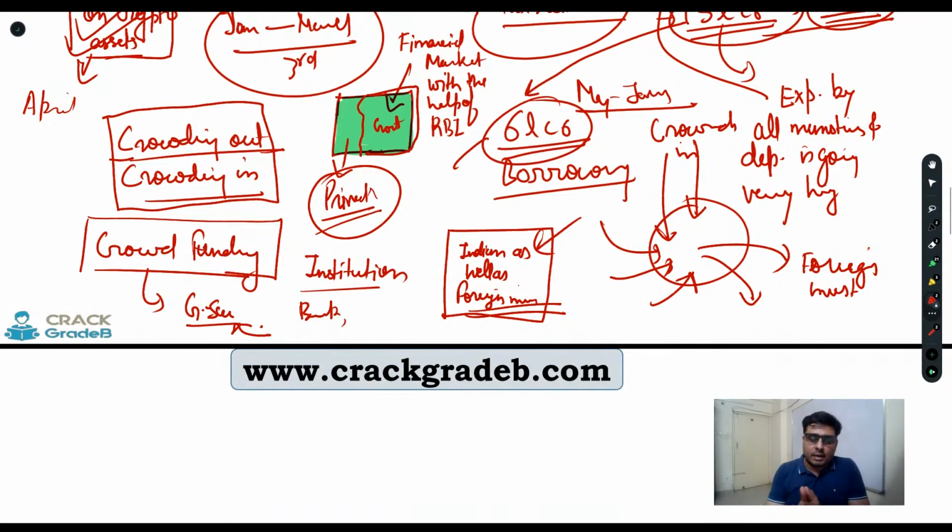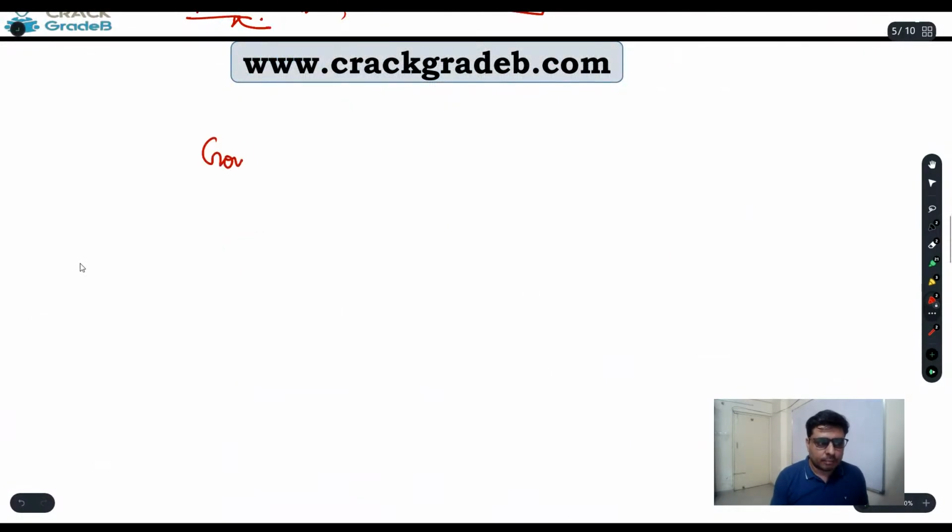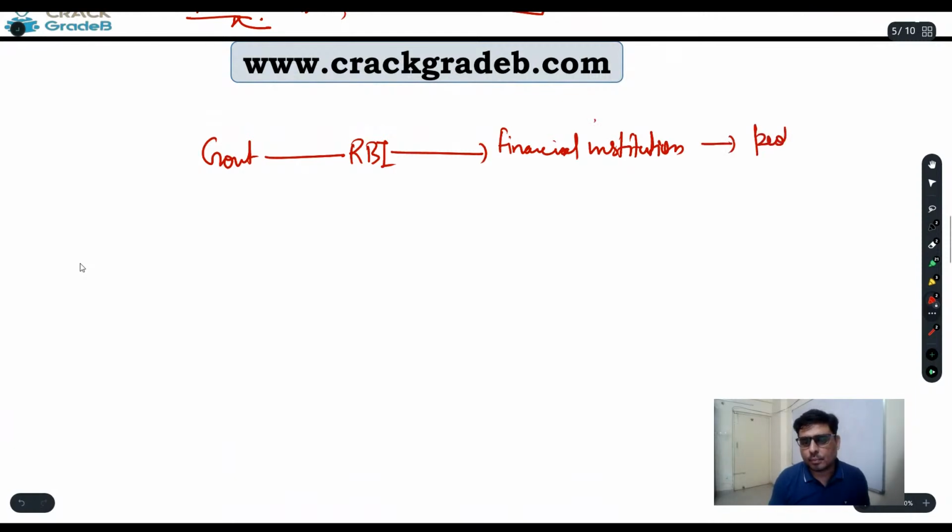Earlier, government was borrowing money only from institutions through RBI. Earlier, what was happening? Here is government, here is RBI, and from RBI, financial institutions, and through financial institutions, people. Government needs money. Government will say to RBI, and RBI will issue what? GSECs, and those GSECs are available to financial institutions.